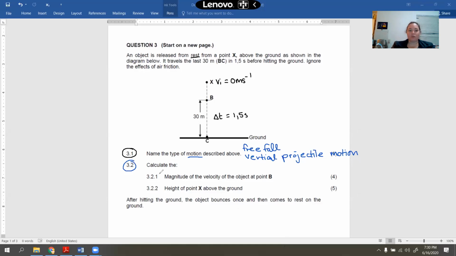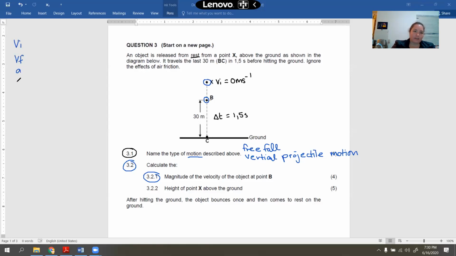Question 3.2, 3.2.1: calculate the magnitude of the velocity of the object at point B. Now, this question is not very difficult. It is exceptionally difficult if you have got your mind set on going from there to there. If you're insistent that you're going to go from there to there, let's look at what we've got.